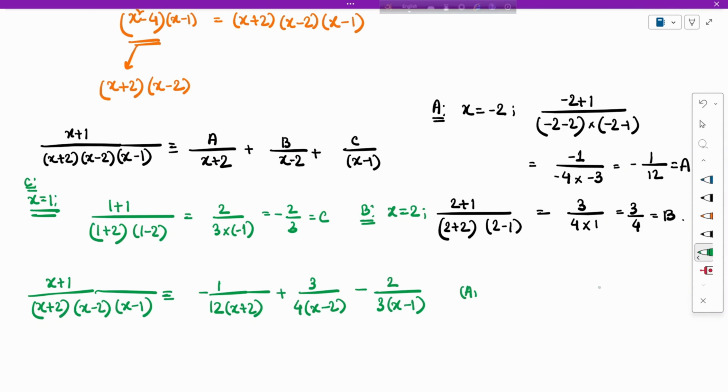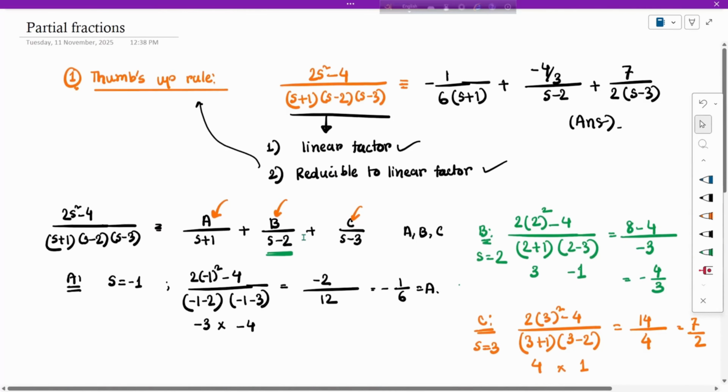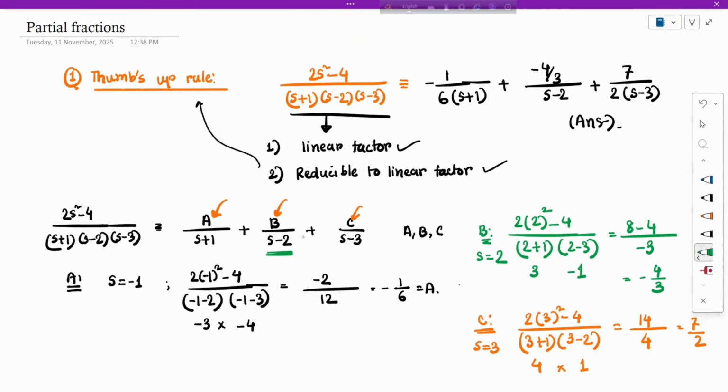And that's the answer. This conversion to partial fractions can come in MCQs or multiple choice questions also, where you don't have that much time to solve a partial fraction. So in order to find these coefficients effectively, you might want to use the thumbs up rule for expressions with linear factors or expressions reducible to linear factors. I hope that much was clear.